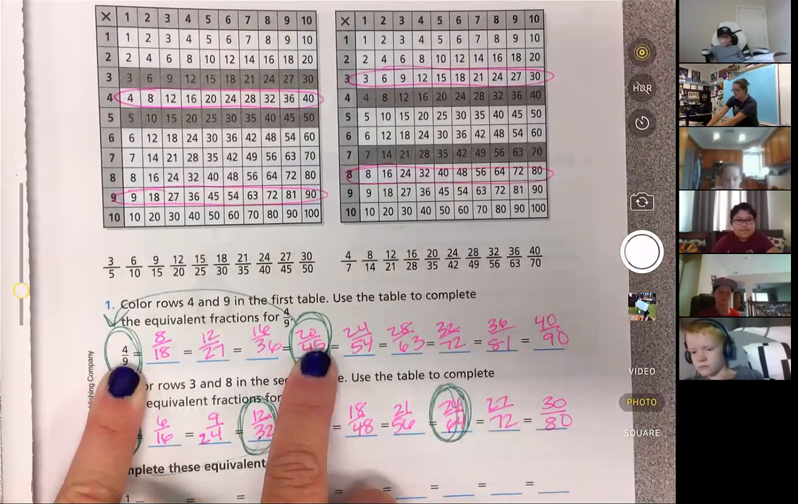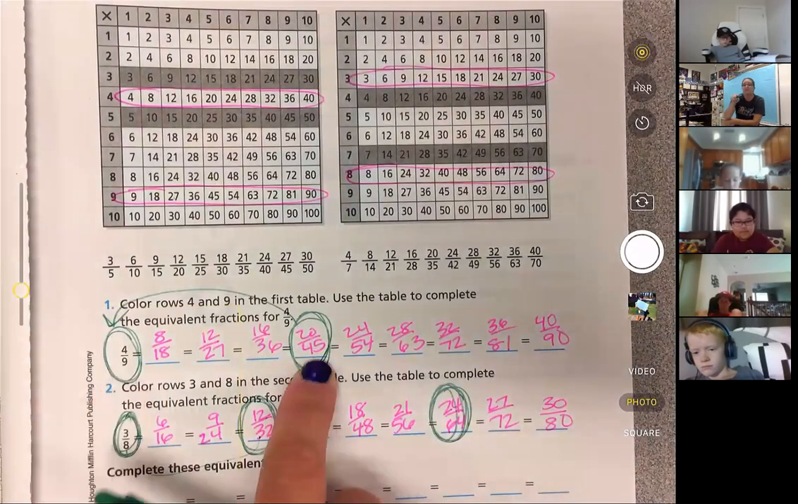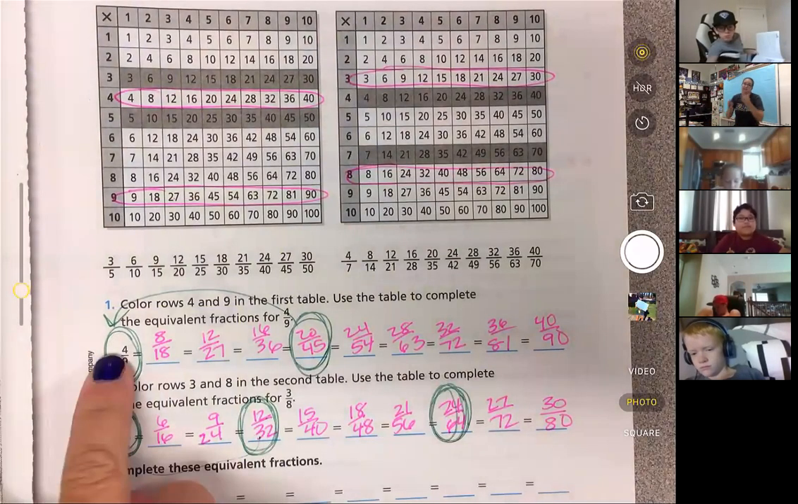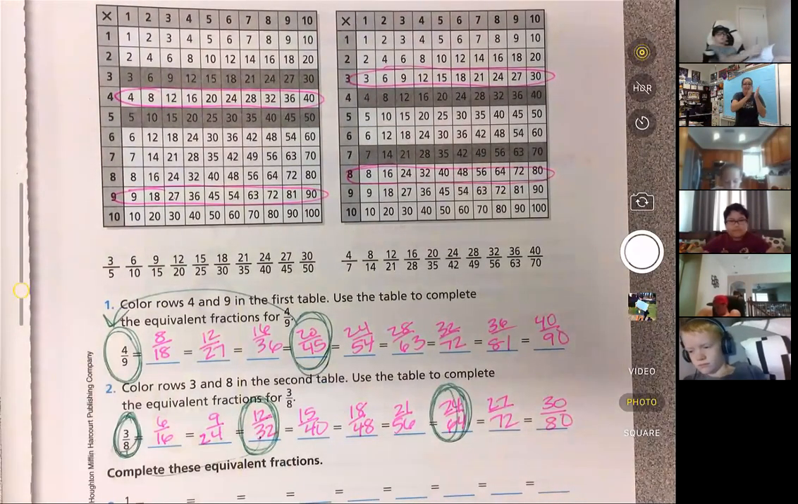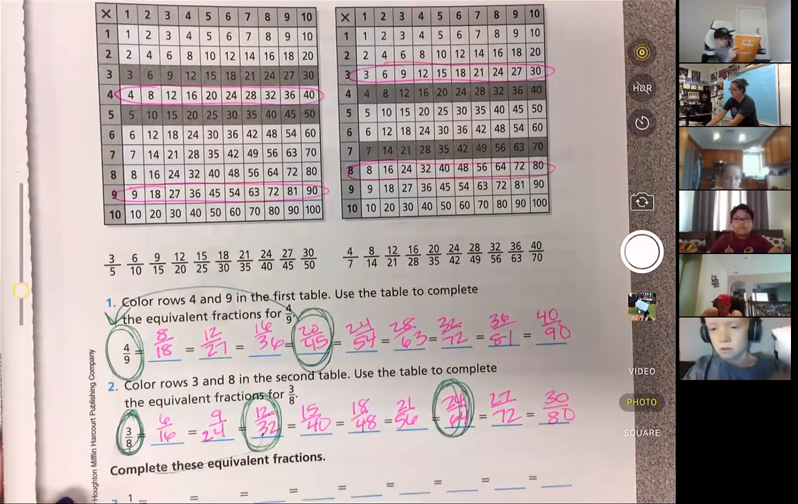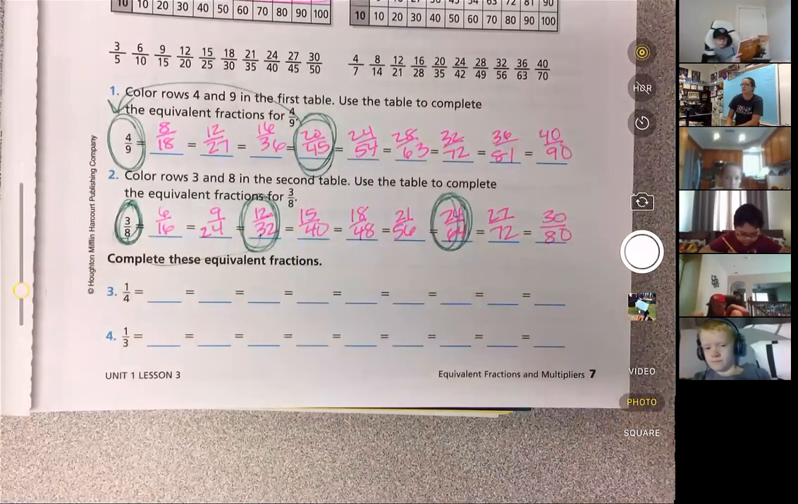5 is 4. How do I get from 45 to 9? You divide by 5. Divide by 5. So on this one, remember, it's not a multiplier. It's a divisor. So my divisor is 5 because I have to divide to get from that larger fraction to my smaller fraction. Okay? Go ahead and complete these last 2 runs of equivalent fractions along the bottom.